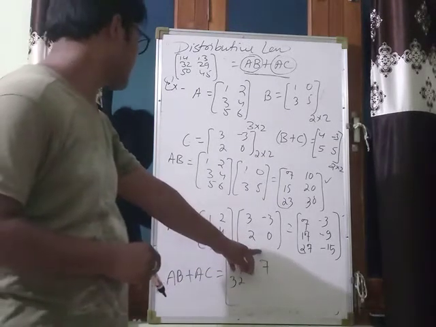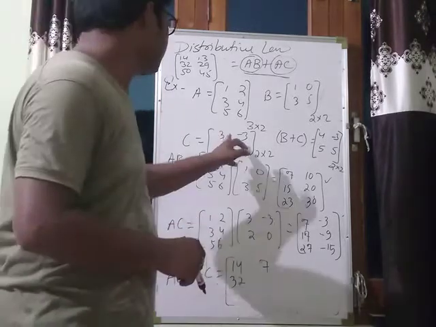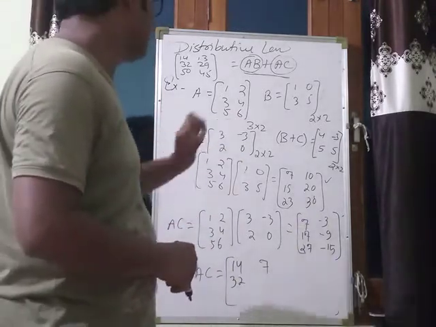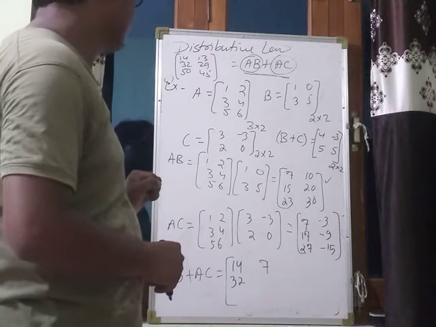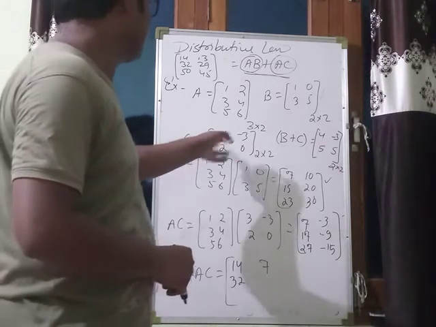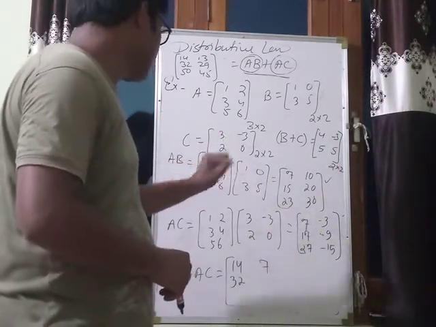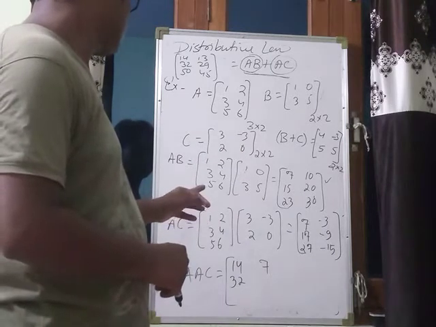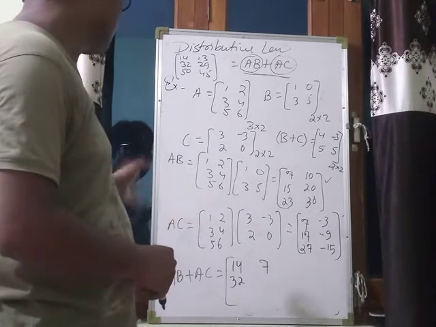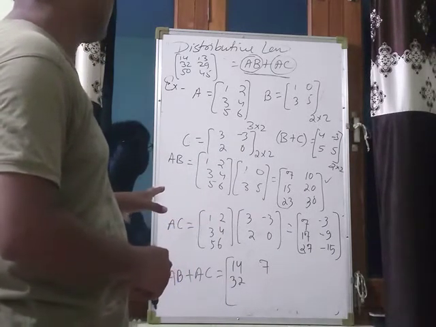This one is C. C is this one. 3, minus 3, 2, 0. AB and AC.